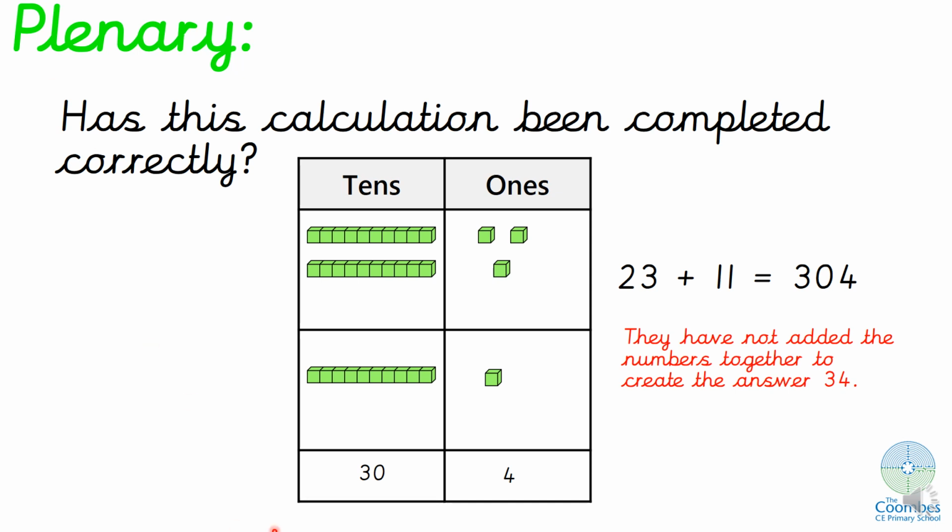It's not right. What we've done is we haven't added our 30 and 4 correctly. So 30 add 4 should have been 34, not 304. I've used a 0 as a placeholder where I didn't need to use it. So 30 add 4 should have been 34. Well done if you could spot that.